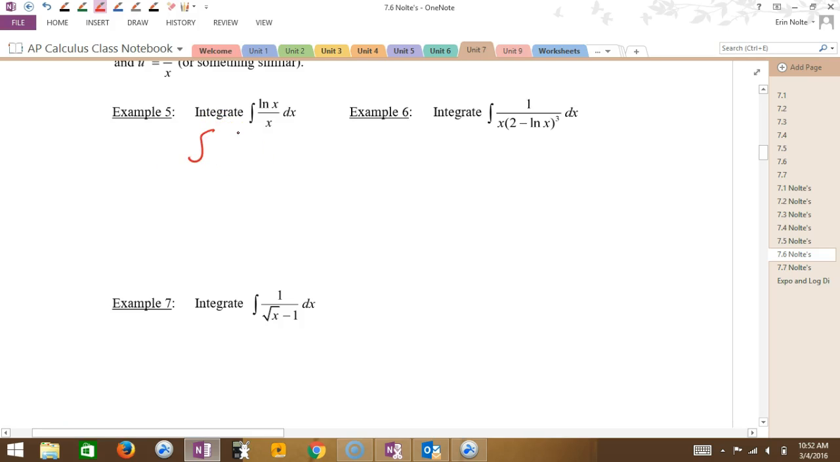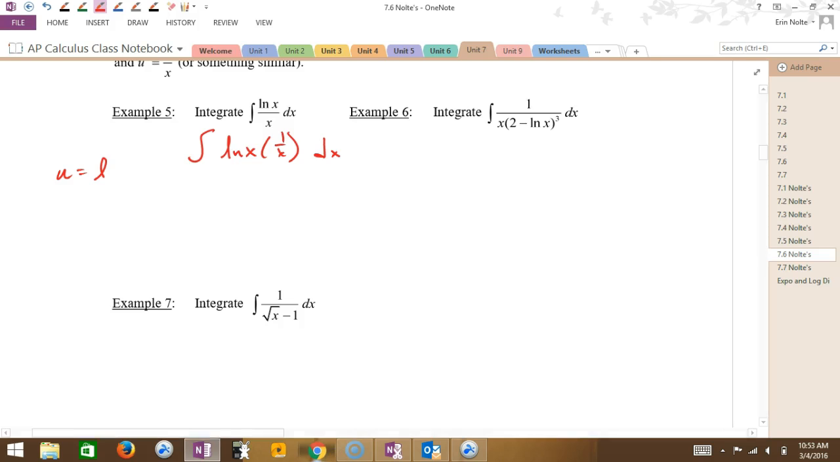So if I rewrote this, this is the same as the natural log of x times 1 over x, right? Okay, so what I know is that I'm going to have to pick a u and then derive it. So which one is my u and which one is the derivative of u? The u is your natural log. Whoops, I keep writing ln. The derivative, but you have to derive it. No, we're not doing, yeah, this is like straight up substitution.